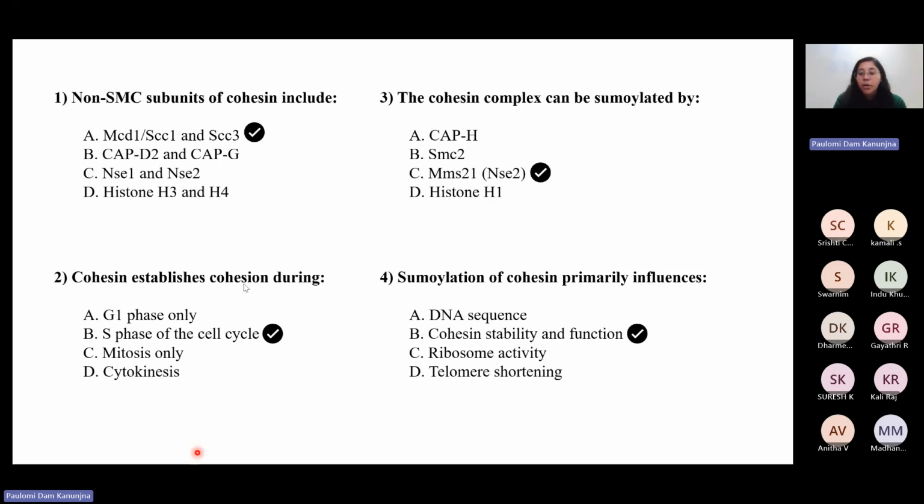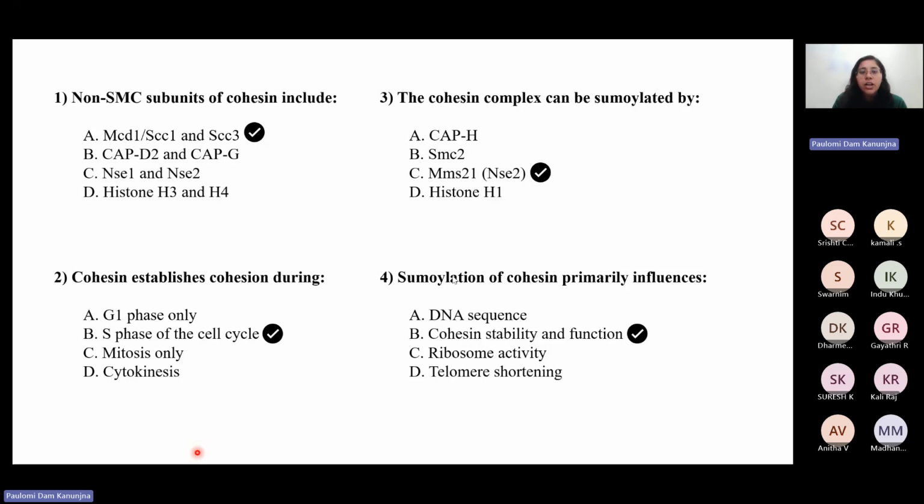Okay, the cohesin complex can be sumoylated by, here, the answer is MMS21, or it's also called NSE2. Basically this enzyme is a SUMO ligase and it modifies the cohesin, right? And what is SUMO? SUMO basically means small ubiquitin-like modifier. We already know what ubiquitination is doing, right? So when you have cohesin sumoylation, you have the SUMO proteins attached to cohesin subunits, and then it basically fine tunes the activity of the cohesin, right?